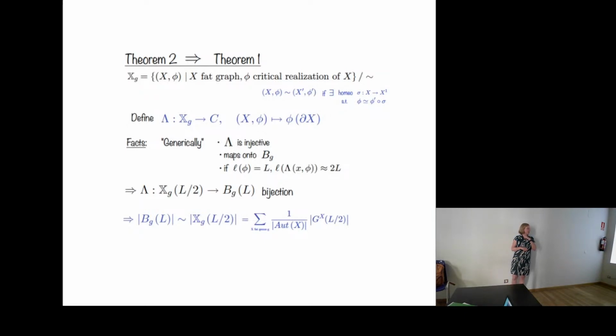preserving the fat structure. Right. So this is what we proved before. I mean, that was theorem 2.